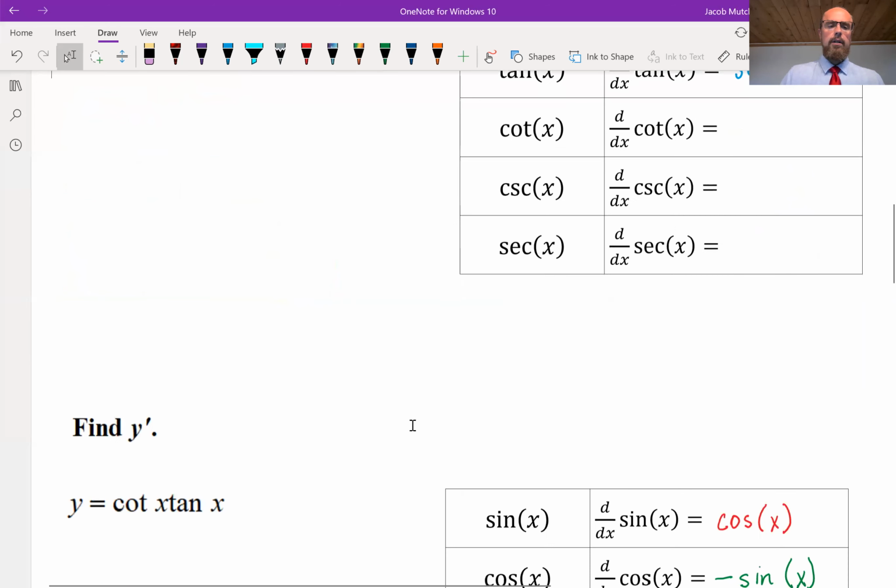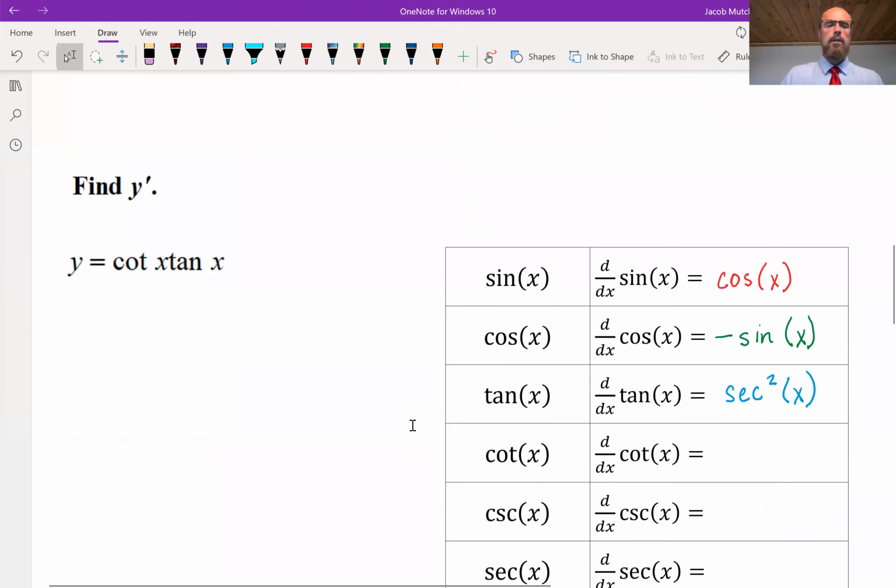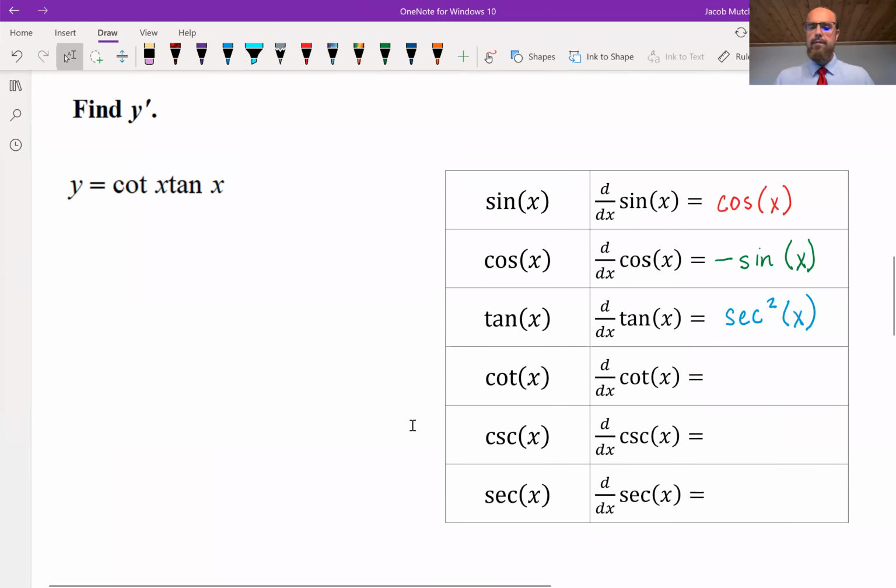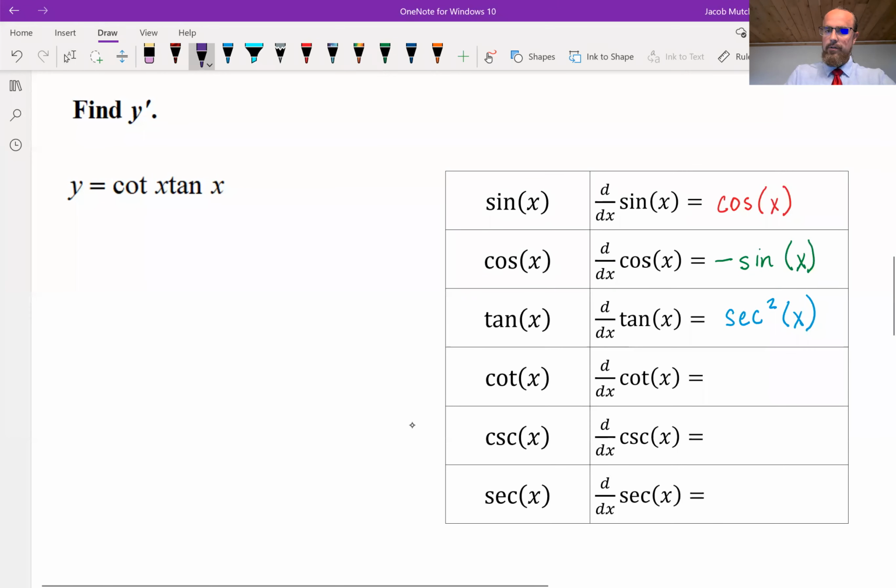Well, let's take a look at a product. So here I've got the cotangent of x times the tangent of x. And again, I need another derivative rule because I don't know the derivative of cotangent yet. So here I've got my table filled in with those first 3 that we've already used. What we want to find now is the derivative of cotangent of x. So that's the next entry here in our table.